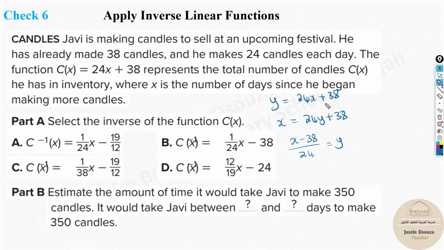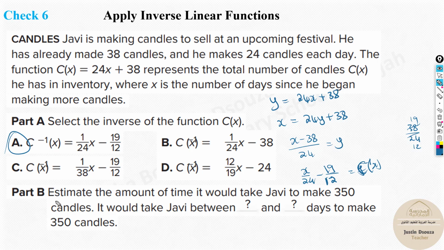I'm directly doing it because I'm sure by now you must be well versed with it. Now, split it: x by 24 minus 38 by 24. 38 by 24, 2 goes in both of them, it's 19 here and 12 here, so it will be minus 19 by 12. That is the inverse function, f inverse of x. Sorry, I should write C inverse of x over here, but as long as you understand, that's fine. So this is the function, option A.